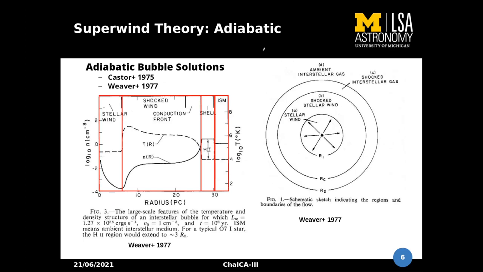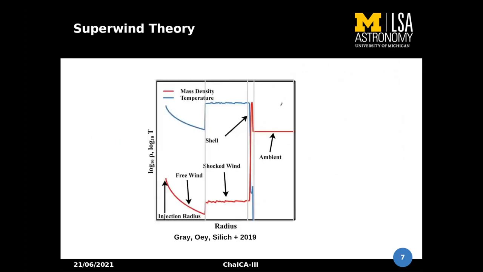In these analytical solutions, there are 4 regions. The region you see here is the freely expanding wind, and this region is the formation of the hot bubble, and here is the shell region. And at the end, the 4th region is the adiabatic ambient medium. And these 4 regions form when there are superbubbles.